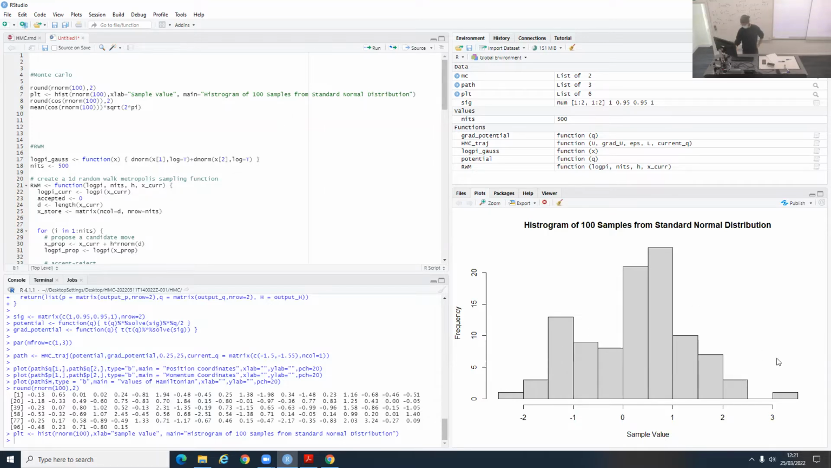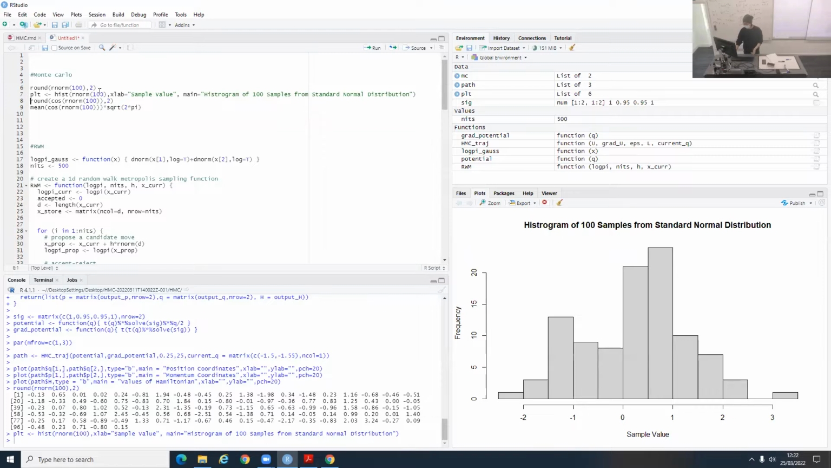So we can see that it's roughly following the normal distribution that we all know, a bell curve. It's more or less there. And then the mean is around 0. Obviously, it's only 100 samples, so it's not that great.